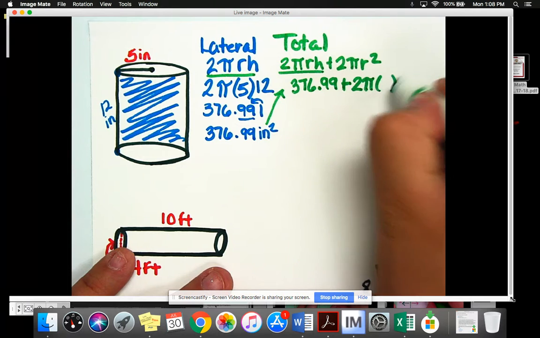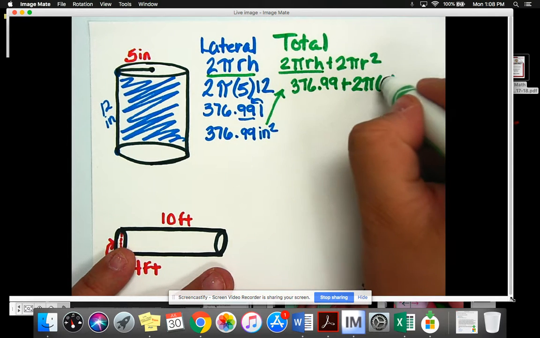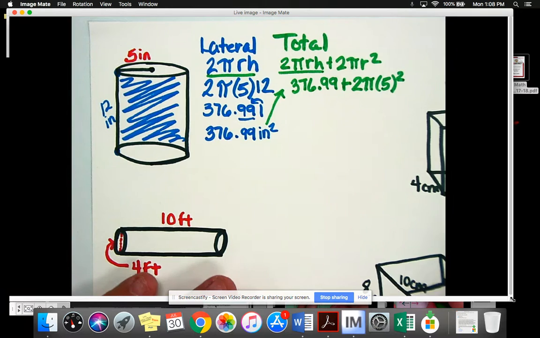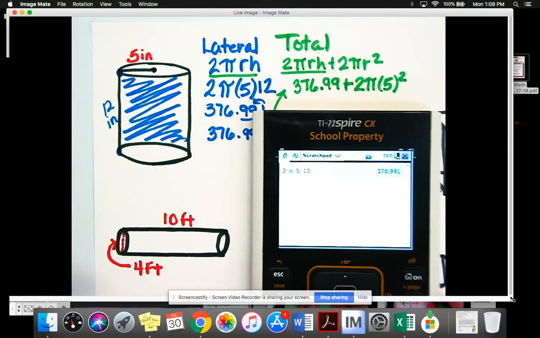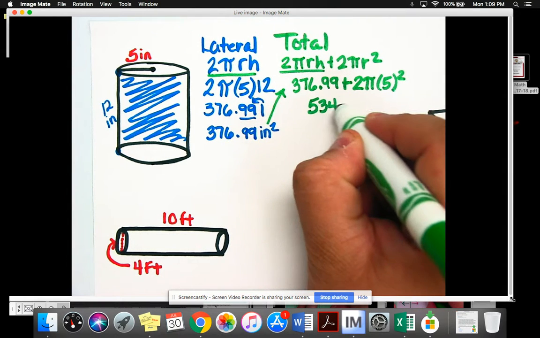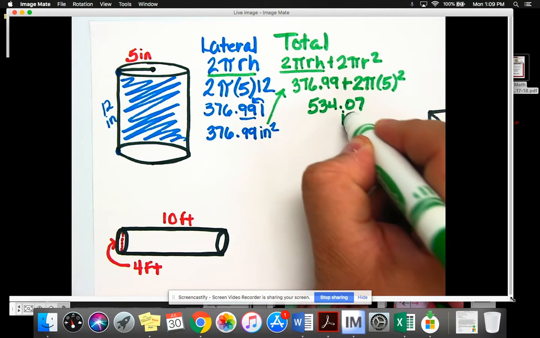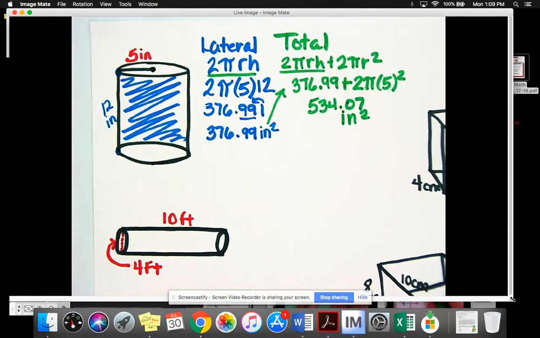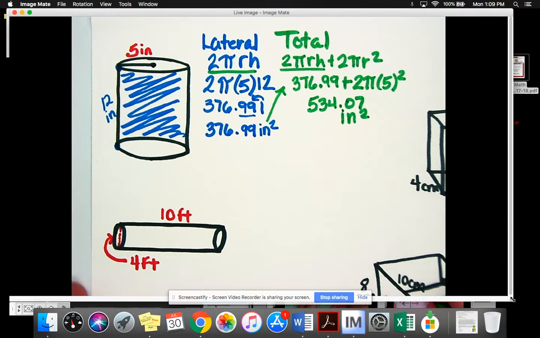Now we need the radius. The radius again is, correct, 5, and squared. You don't need me. I'm going to type it in my calculator. You type it in yours. 534.07 is your answer. 534.07 inches. Don't forget your units. Inches squared. If for some reason you didn't get that answer, feel free to go back and type it in again. Pause it, rewind. Make sure you understand it.